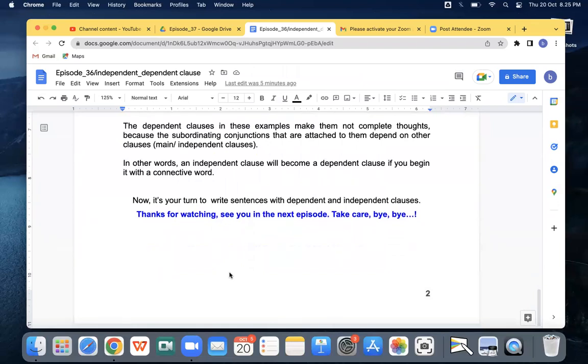Now guys, it's your turn to write sentences with dependent and independent clauses.